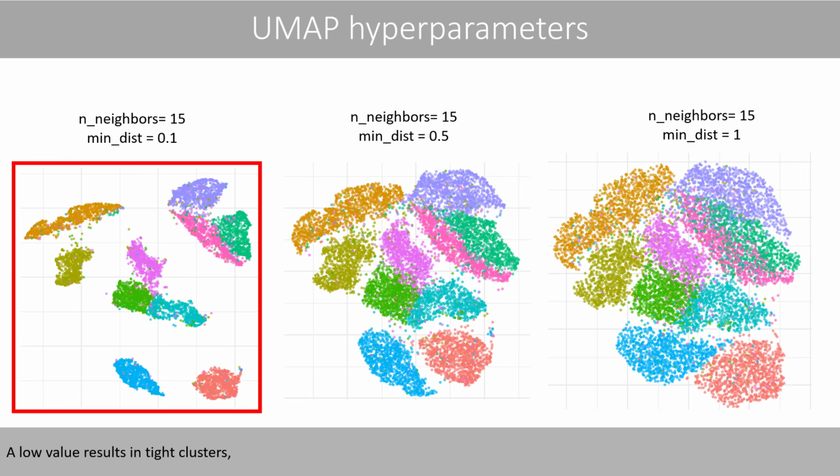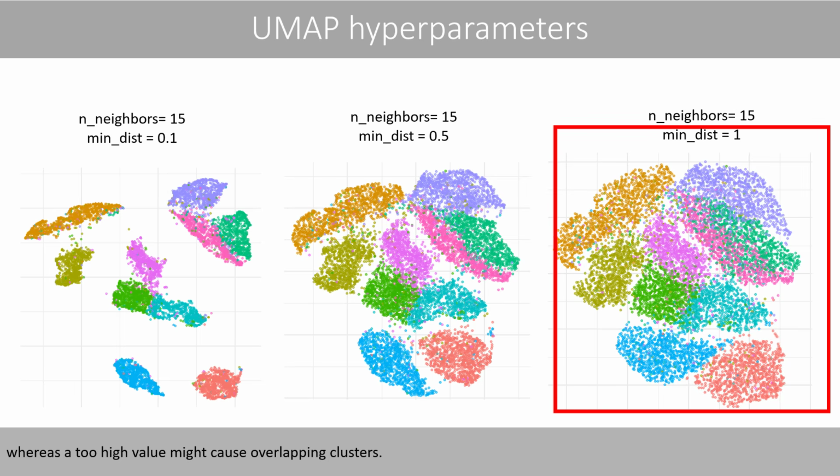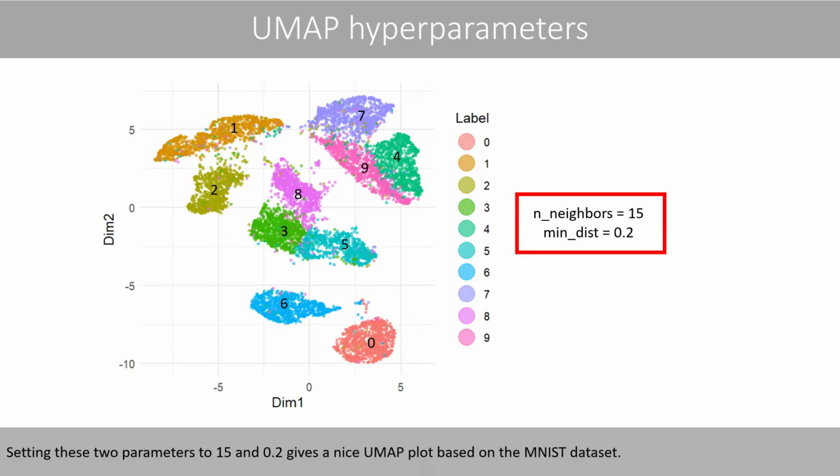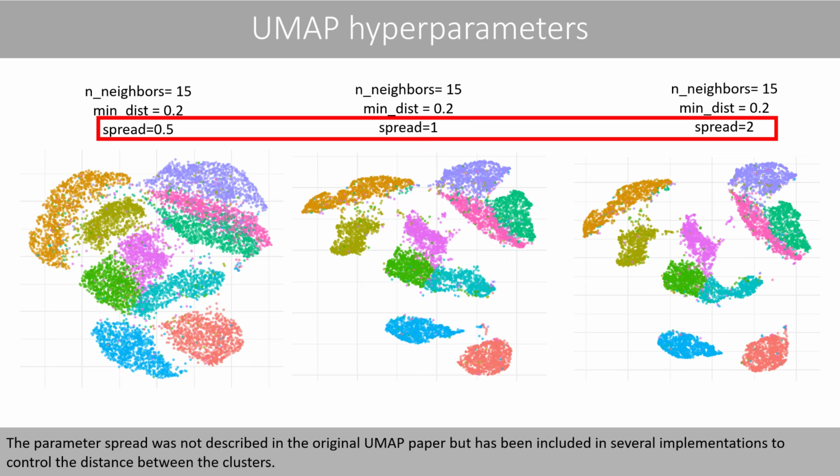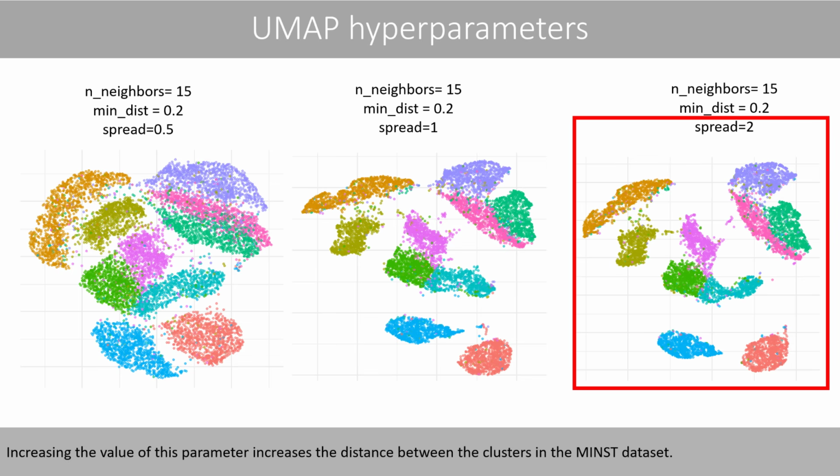A low value results in tight clusters, whereas a too high value might cause overlapping clusters. Setting these two parameters to 15 and 0.2 gives a nice UMAP plot based on the MNIST dataset. The parameter spread was not described in the original UMAP paper, but has been included in several implementations to control the distance between the clusters. Increasing the value of this parameter increases the distance between the clusters in the MNIST dataset.